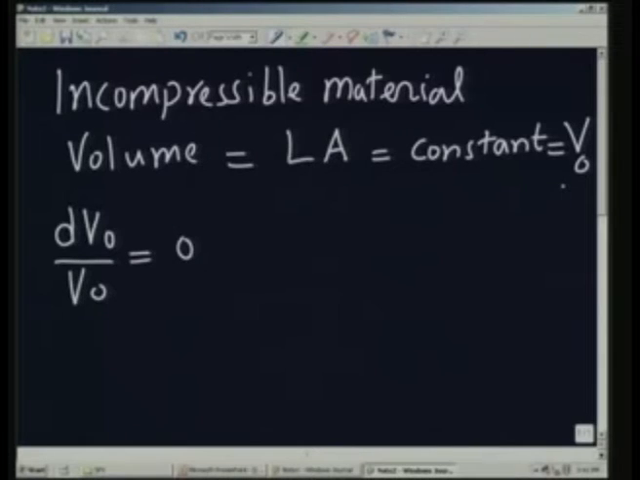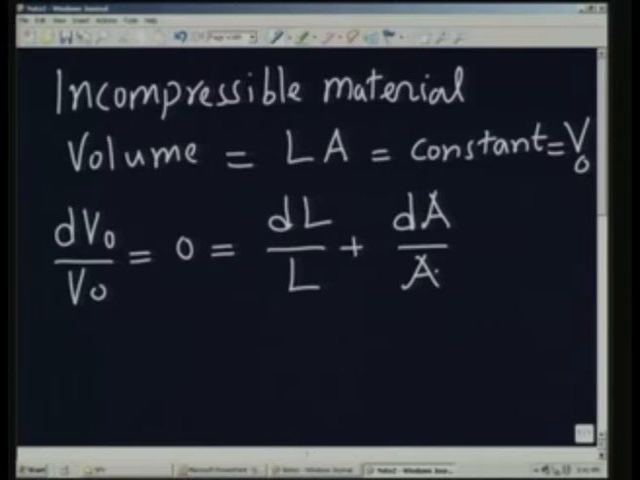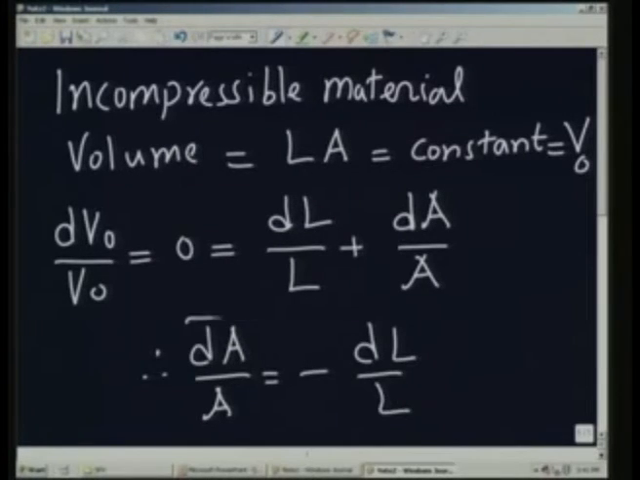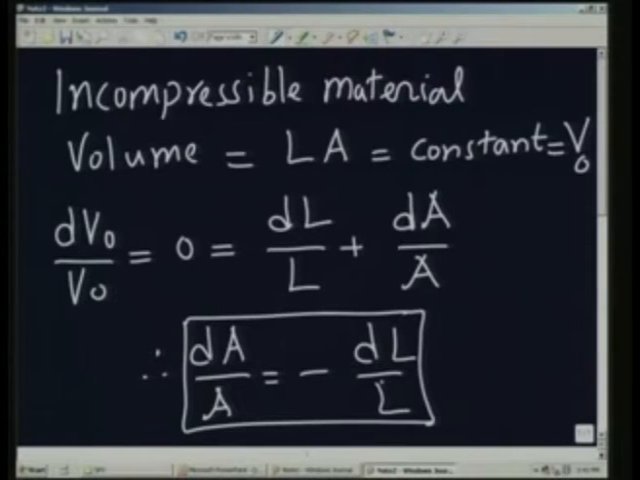and by logarithmic differentiation, which is familiar to us, this will be nothing but dL by L plus dA by A, and therefore, this is equal to 0. That means, dA by A equal to minus dL by L. That means that the positive strain in the longitudinal direction leads to a negative strain or negative change in the area of cross section. It becomes longer, the cylinder has become longer, or any cross section.